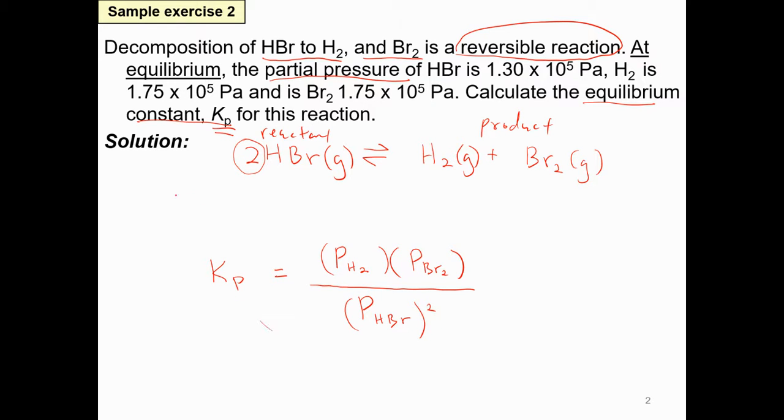Okay, now next one. What is the information given? It says that at equilibrium, pressure at equilibrium given in Pascal, HBr is 1.30 times 10 to the power of 5. Hydrogen is 1.7 times 10 to the power of 5. Bromine is 1.75 times 10 to the power of 5. So we substitute all the values inside.